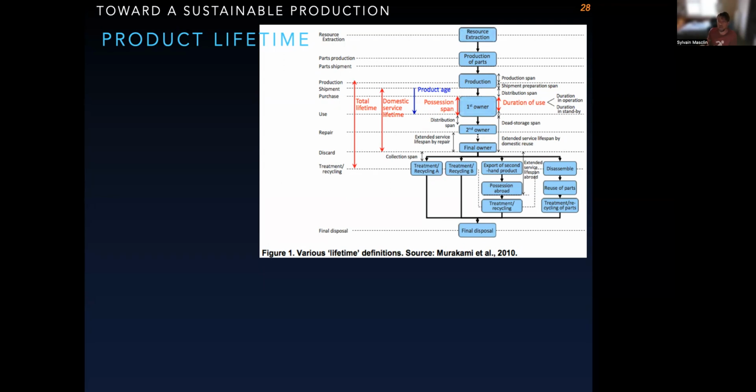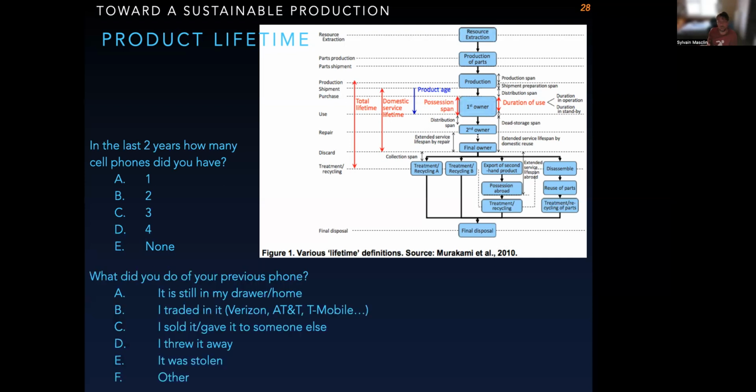And I can ask you, for example, in the last 2 years, how many cell phones did you have? 1, 2, 3, 4, or none? I should say, how many cell phones did you have, switching from one to the other? Why did you change, or what did you do, sorry, with your previous cell phone? It's still in your drawer? Bad thing. Try to think about trading it or giving it to someone. You already did it, you traded, or you sold it, you gave it to someone, you threw it away, it was stolen, or any other thing. Just think about those questions.